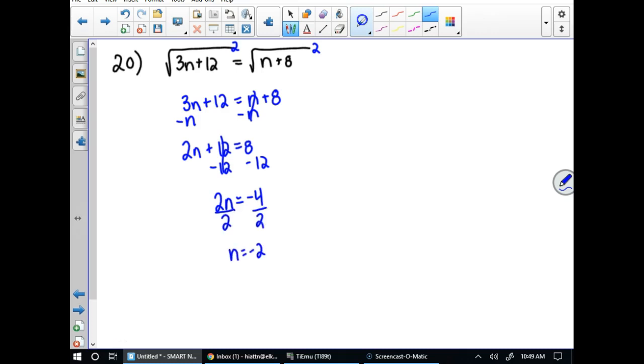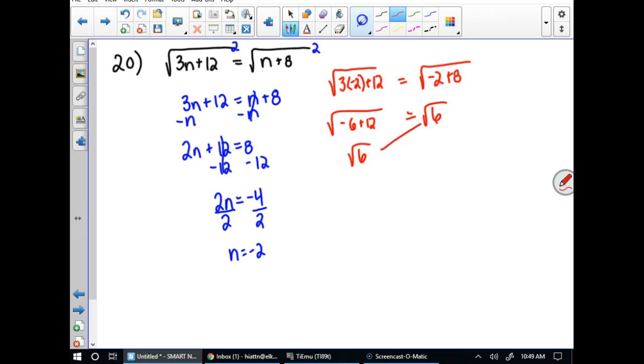Perfect. Now we do always need to check to make sure that it works. So in this one, you got to do the square root of 3 times negative 2 plus 12, which would be the square root of negative 6 plus 12, which is the square root of 6. On the other side, you would have the square root of negative 2 plus 8, which is also the square root of 6. So those work. So this is the answer.